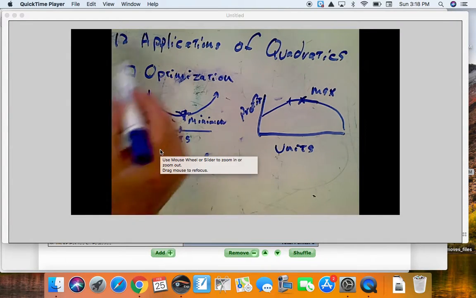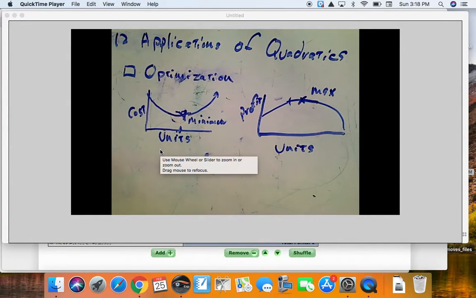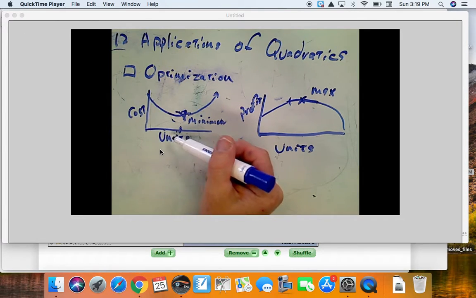So we're going to talk a little bit about applications of quadratics. And in section 12 of ALEKS, the first few problems have to do with optimization. And actually, optimization is used in a lot of different areas, a lot of different maths, and business in particular. Here's kind of the general idea.